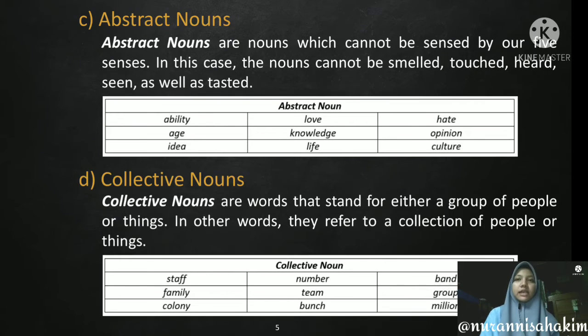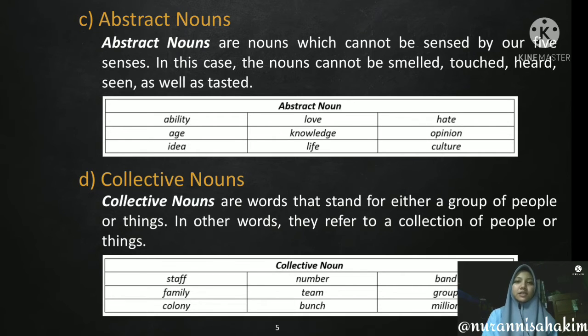C. Abstract nouns. Abstract nouns are nouns which cannot be sensed by our 5 senses. In this case, the nouns cannot be smelled, touched, heard, seen, as well as tasted. The examples of abstract nouns are ability, age, idea, love, knowledge, life, hate, opinion, and culture, and so forth.